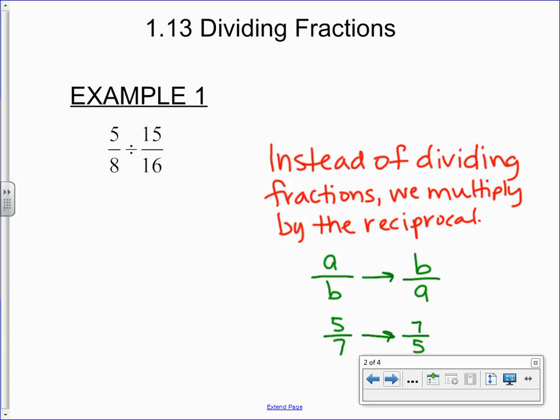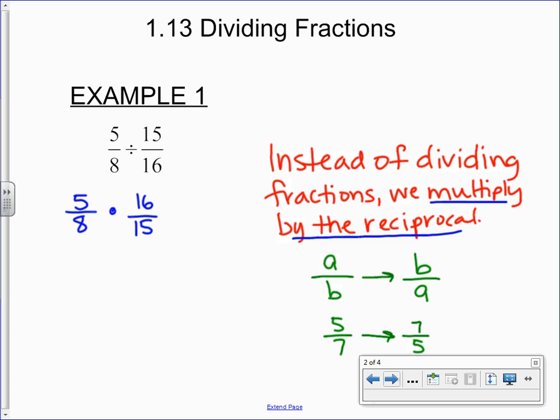So what we're going to do is keep the first fraction the same. So 5/8 is going to stay 5/8. But instead of dividing fractions, we multiply. So my division sign becomes multiply by the reciprocal. The reciprocal of 15/16 is 16/15. Now this is a multiplication problem, similar to the ones that we worked with in our last lesson.